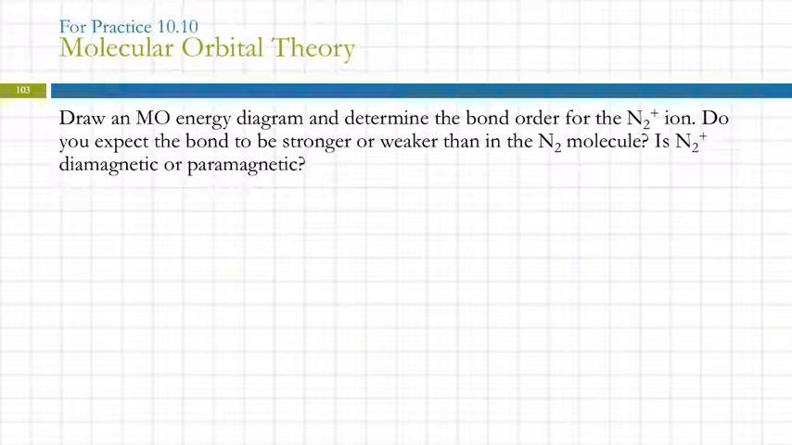So let's draw a molecular orbital energy diagram and determine the bond order for the N2 plus ion. Do we expect this bond to be stronger or weaker than the N2 molecule? And is this ion diamagnetic or paramagnetic?